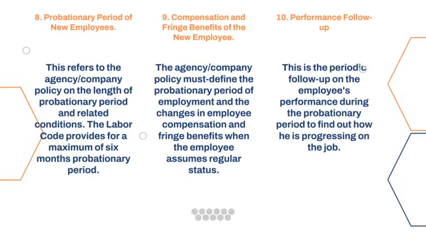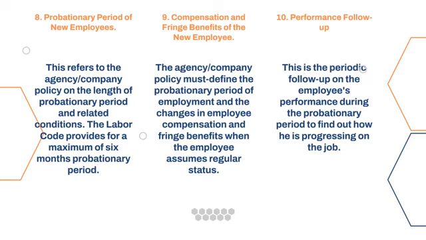Number 8, probationary period of new employees. This refers to the agency or the company policy on the length of probationary period and related conditions. The Labor Code provides for a maximum of 6 months probationary period. Number 9, compensation and fringe benefits of the new employee. The agency or the company policy must define the probationary period of employment and the changes in employee compensation and fringe benefits when the employee assumes regular status.